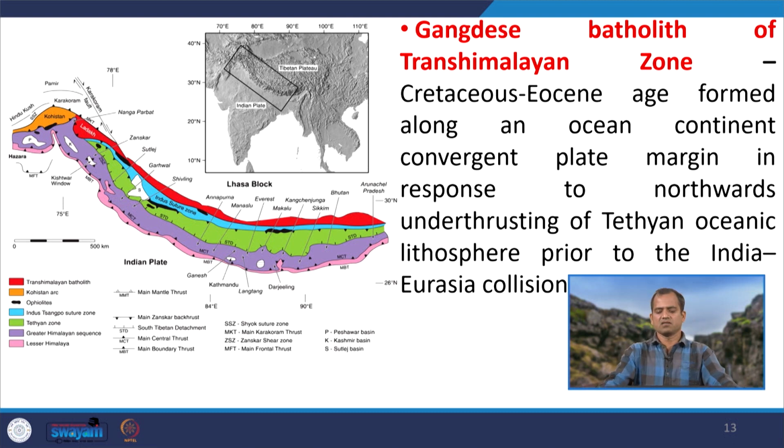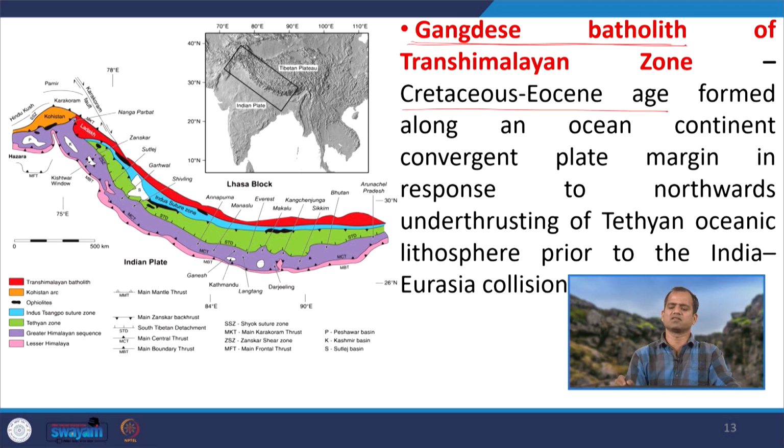Then another is the Gangdese batholith of the Trans-Himalayan zone. This Gangdese batholith is of Cretaceous or Eocene age, formed along an ocean-continent convergence. If you remember, in Himalayan tectonics, this is the continent collision, and before that we had a Tethys ocean which was subducting below the Eurasian system, and once it reached the asthenospheric system, partial melting was taking place and this magmatism was there, and this was the batholithic mass which was emplaced. So, this is representing the Gangdese batholith.